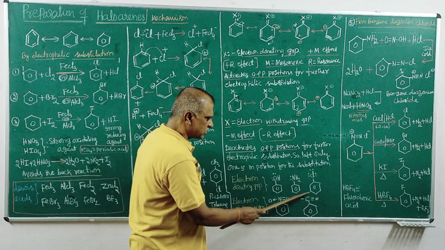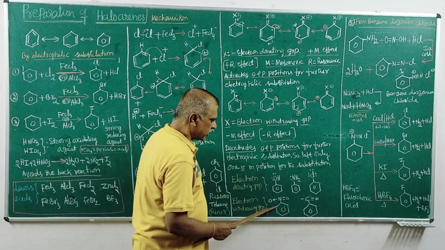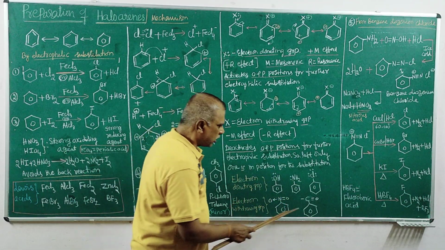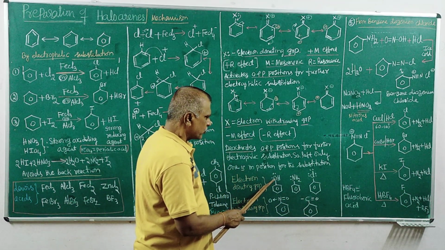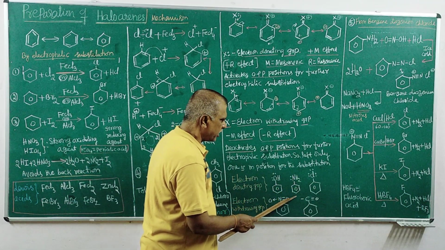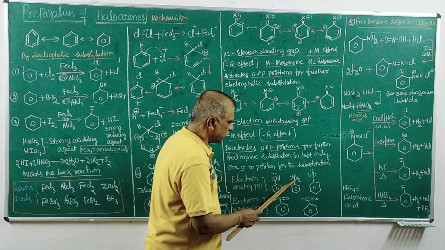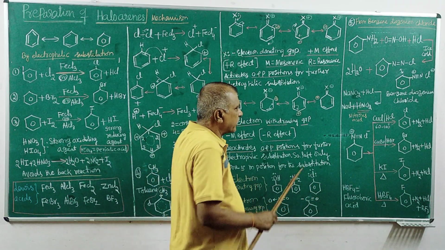Examples of these groups: nitro is a meta director. Carbonyl is a meta director. Hydroxyl is an ortho para director. Amine, the NH2 amino group, is ortho para, and Cl is also an ortho para director.